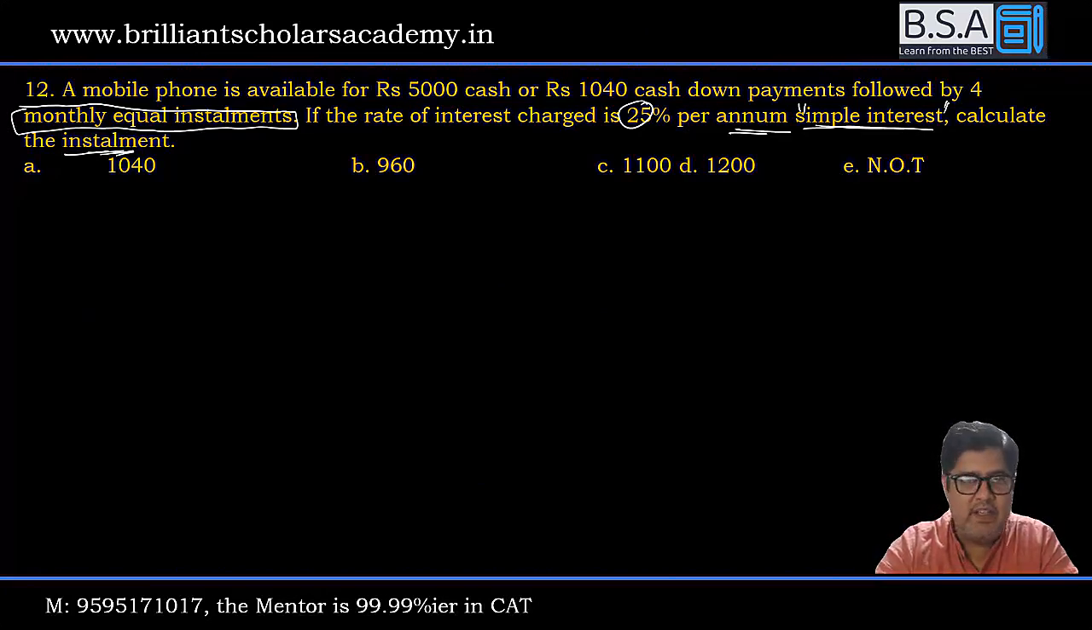What is the major difference between SI and CI? Power. In CI, you see n in the power. In SI, you see n in a multiple of r. This is probably the first question we are seeing on installments with SI. So take a minute or so, give it a try.